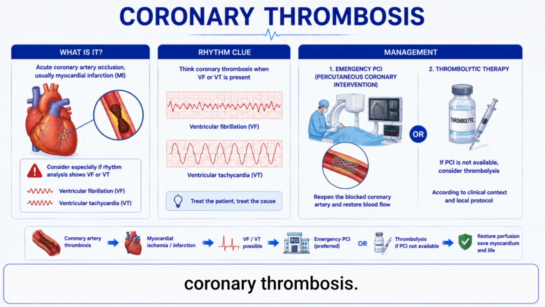Coronary thrombosis. Coronary thrombosis means acute coronary artery occlusion, usually myocardial infarction. We should consider coronary thrombosis, especially if rhythm analysis shows ventricular fibrillation or ventricular tachycardia. Management includes emergency PCI, which means percutaneous coronary intervention. If PCI is not available, thrombolytic therapy may be considered, depending on the clinical context and local protocol.